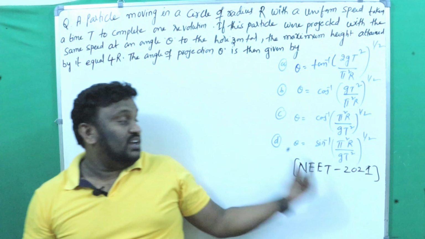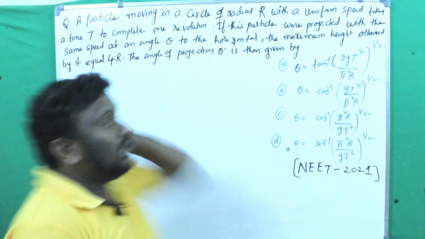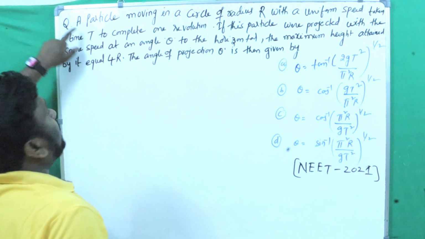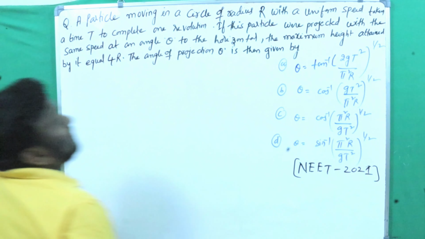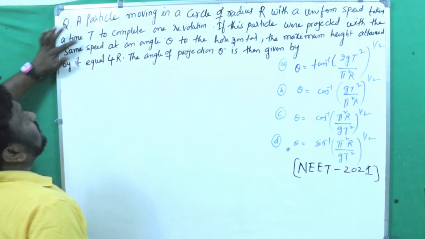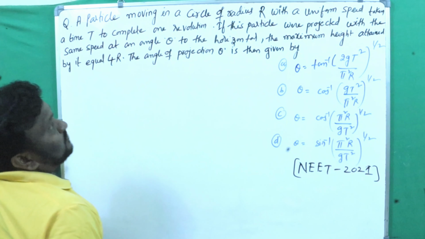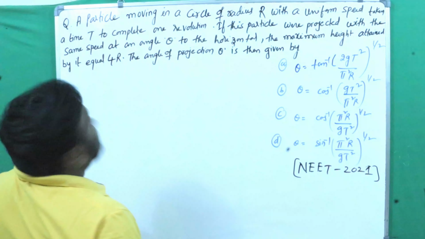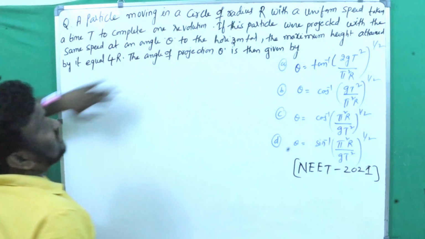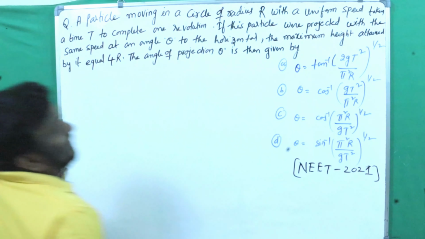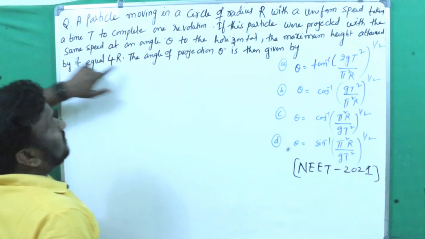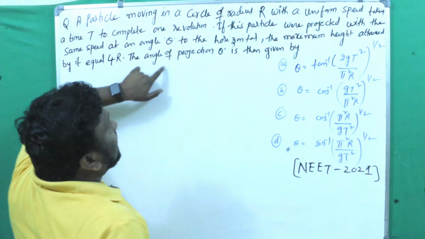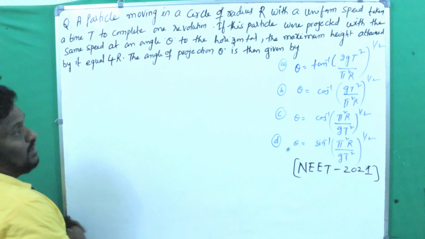It was given in NEET 2021, again on projectile. A particle is moving in a circle of radius r with uniform speed, taking a time T to complete one revolution. If this particle were projected with the same speed at an angle theta to the horizontal, the maximum height attained by it is equal to 4r. The angle of projection theta is then given by?